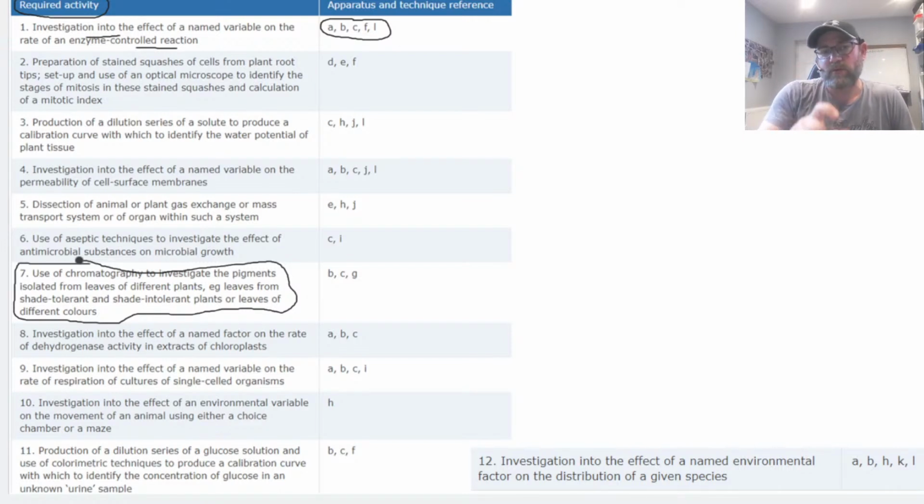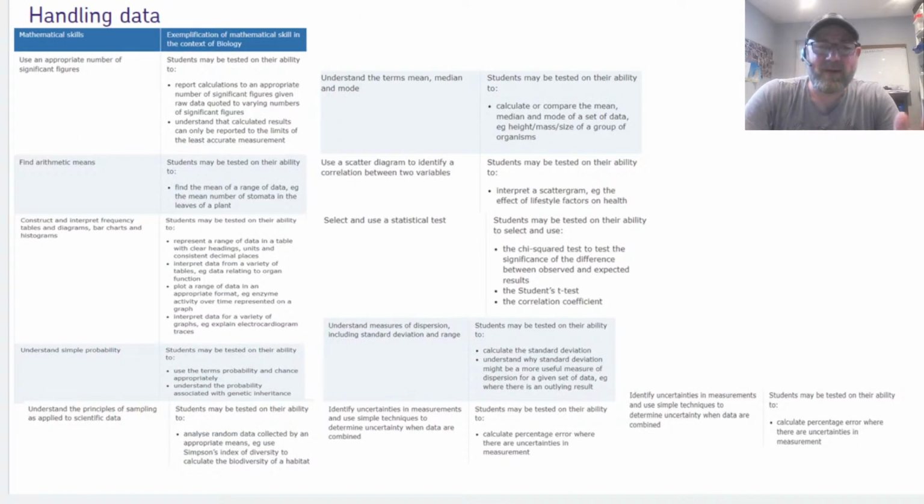Now, these practicals do come up in the exams as questions. So you could be asked, how do you carry out chromatography? And how would you do it using chlorophyll? And then you would have to be able to say that all off the top of your head, memory recall. So you do have to learn all those practicals.